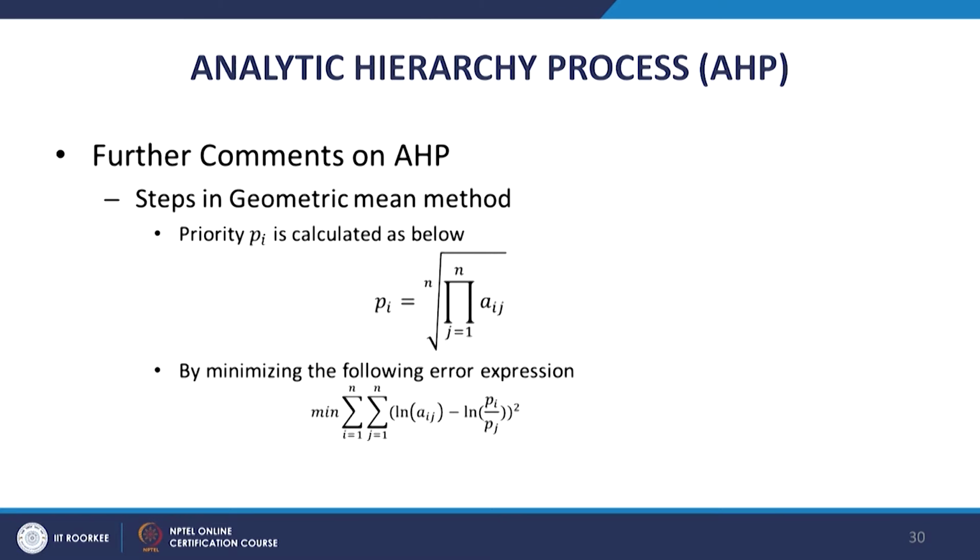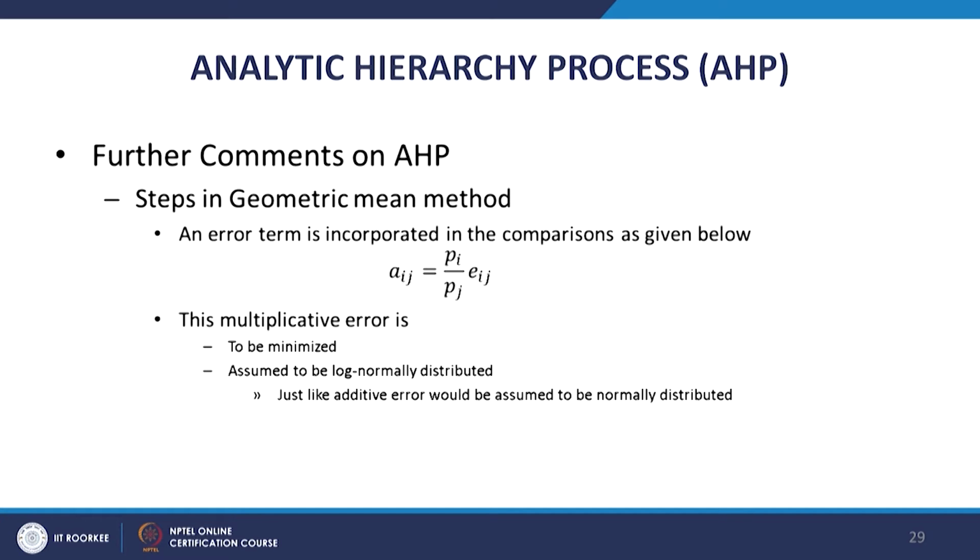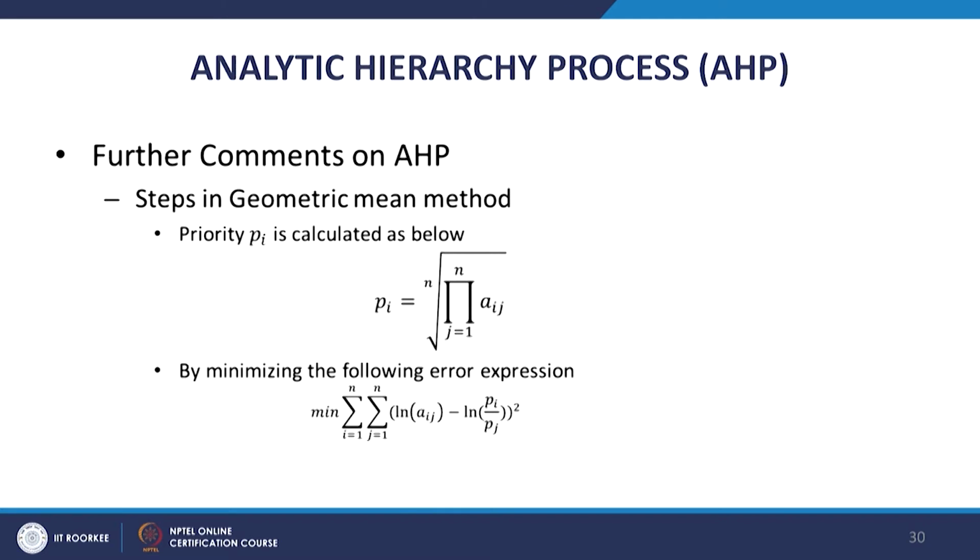If you see the main component of this expression, ln aij minus ln pi divided by pj, and the square of it, this is coming directly from the equation aij equal to pi divided by pj multiplied with eij. So, it is directly coming from there. If you take ln, you compute the error part.